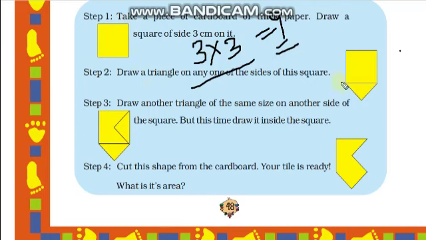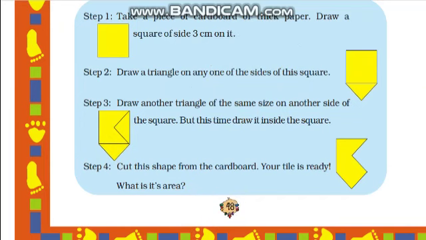Then she drew a triangle outside this square and one more triangle inside the square. So she made the tile like this. Understood? Now we have to tell what is the area of this tile. It will be 9 square centimeter, because the triangle removed from here is joined here, so it will remain the same. Okay.